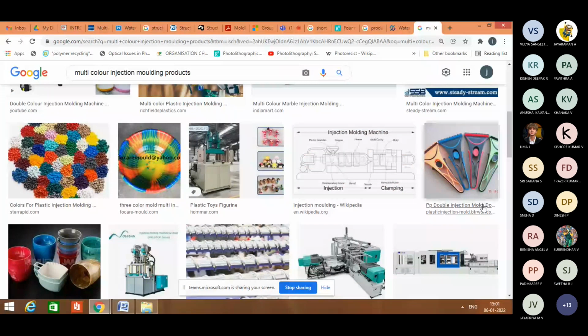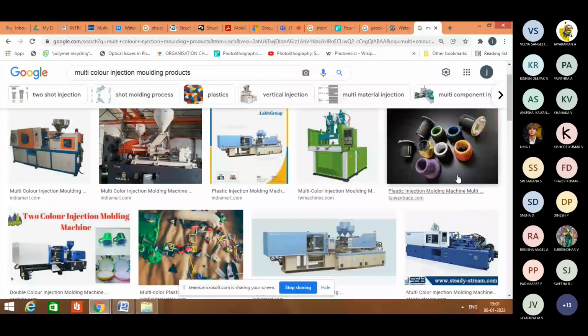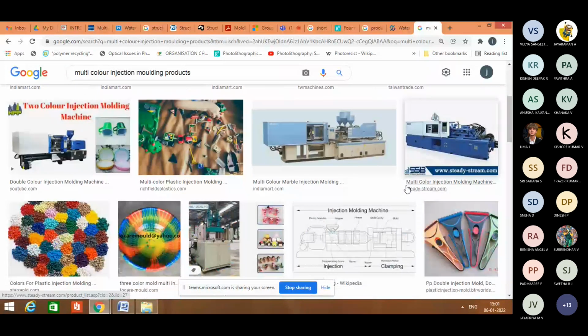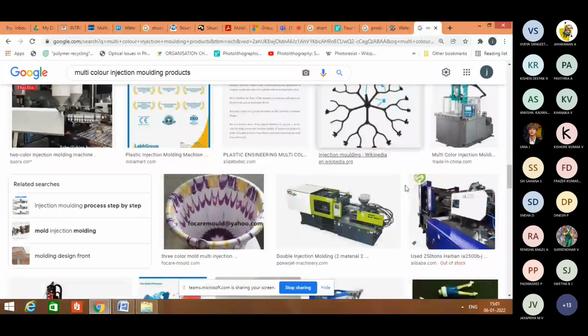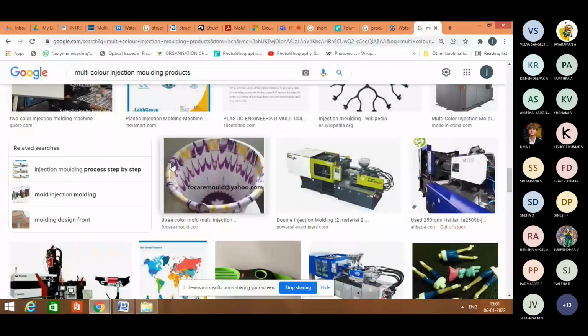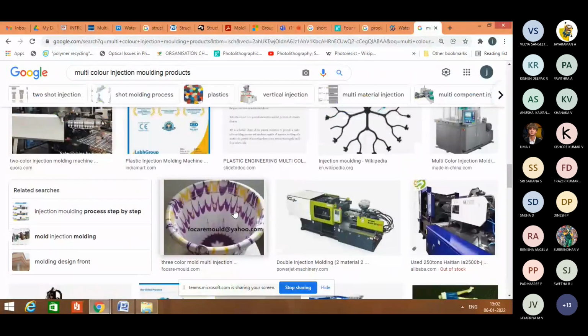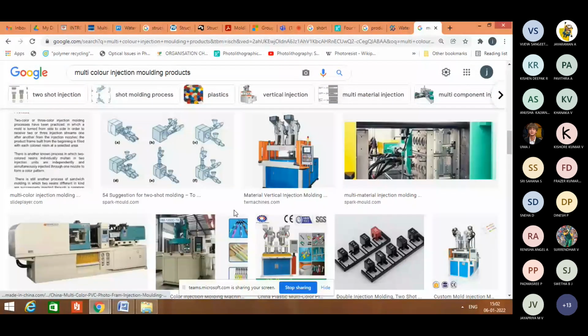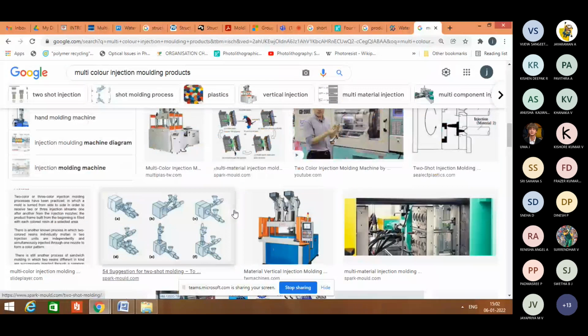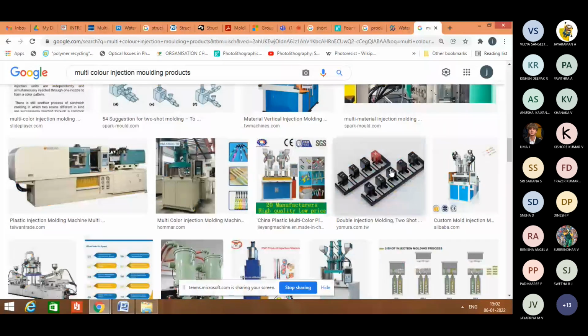So like these products that use the double injection molding technique, this type of product we use in our day-to-day life. This type of multicolor product, like a bucket and brush handle and a button, is made by the double injection molding technique, especially the keyboard buttons and mobile buttons.